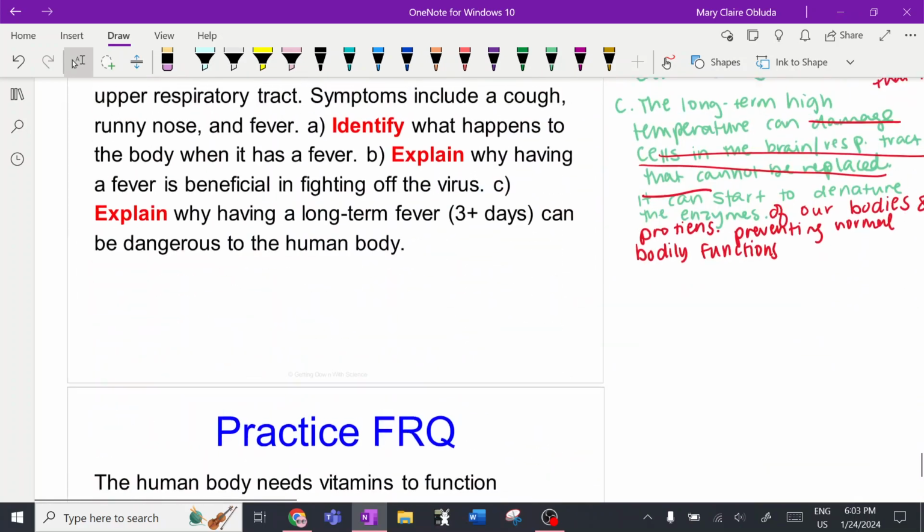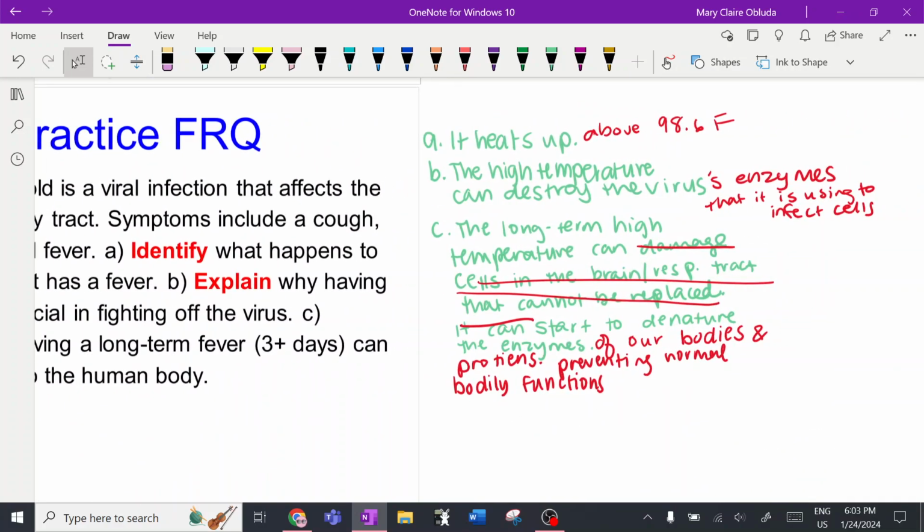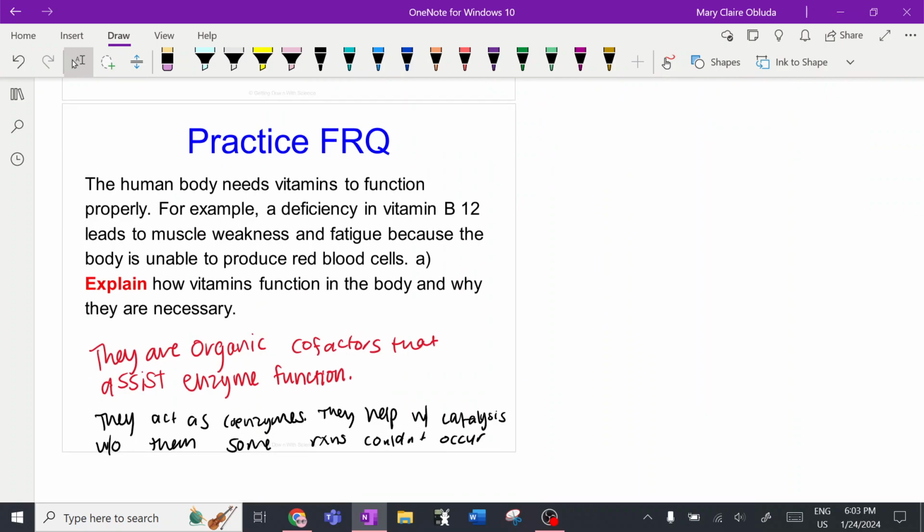Okay, and this is a practice FRQ, and my answer is corrected if you want to go ahead and try that. And then here's another practice FRQ.